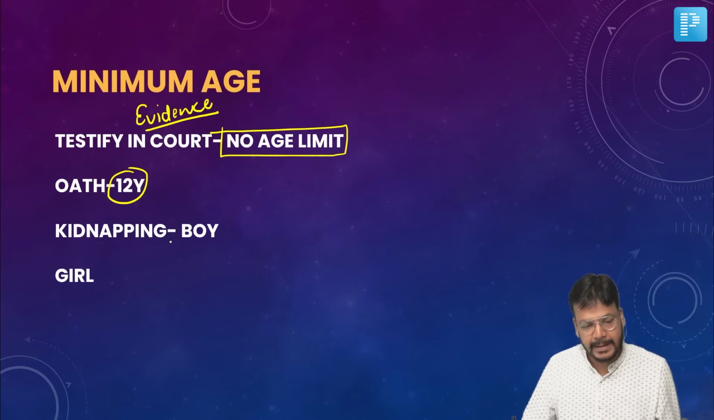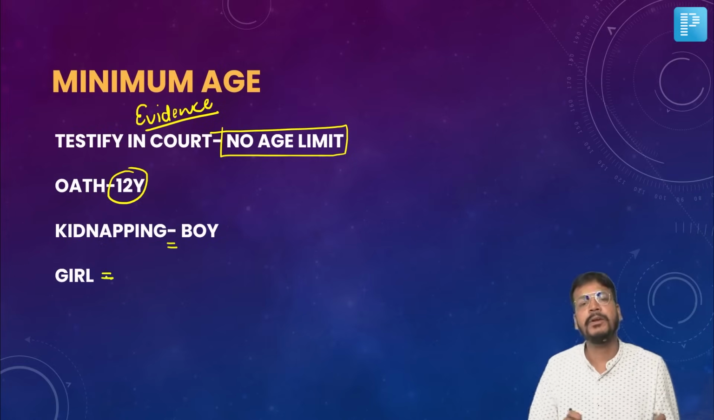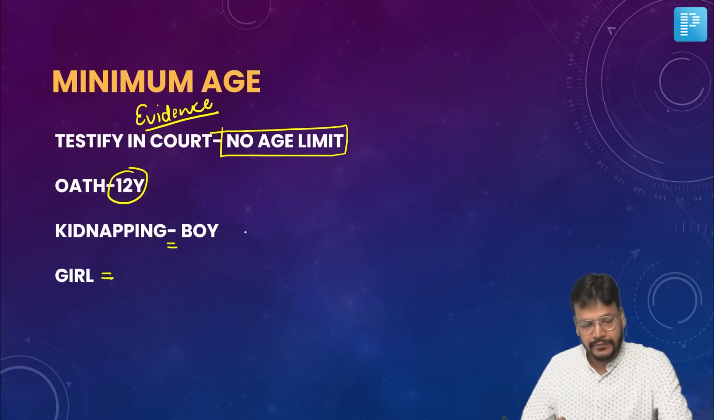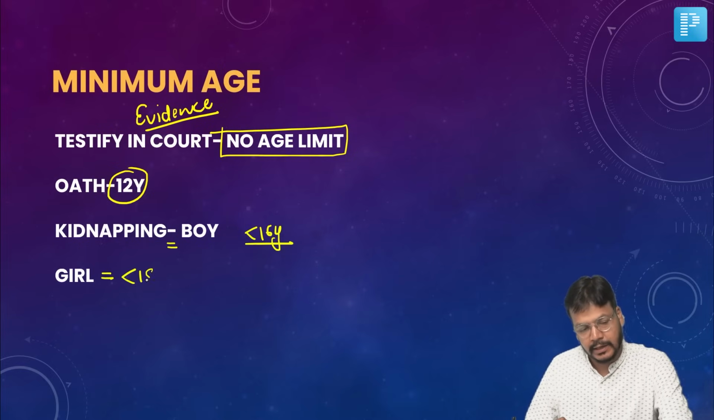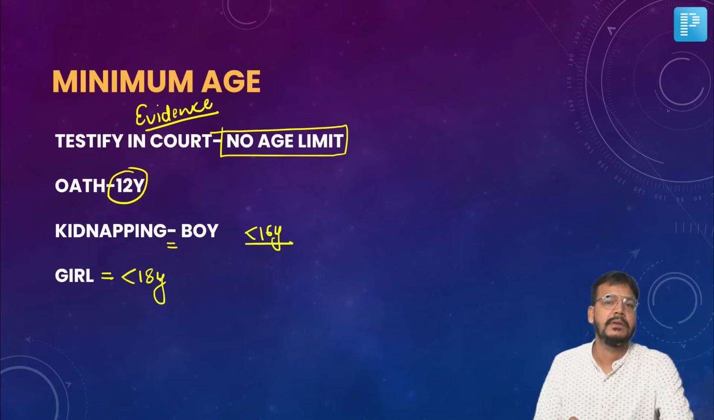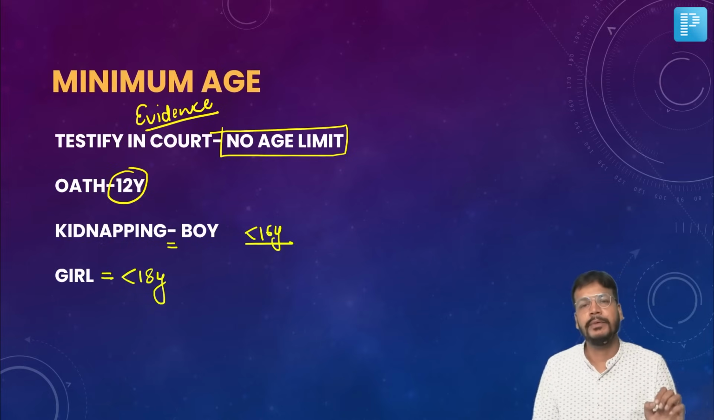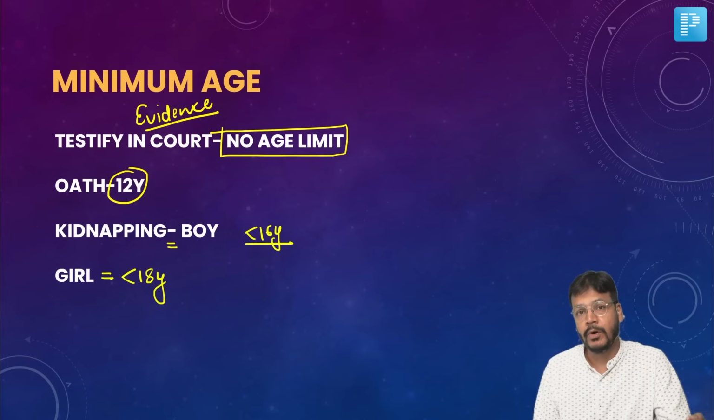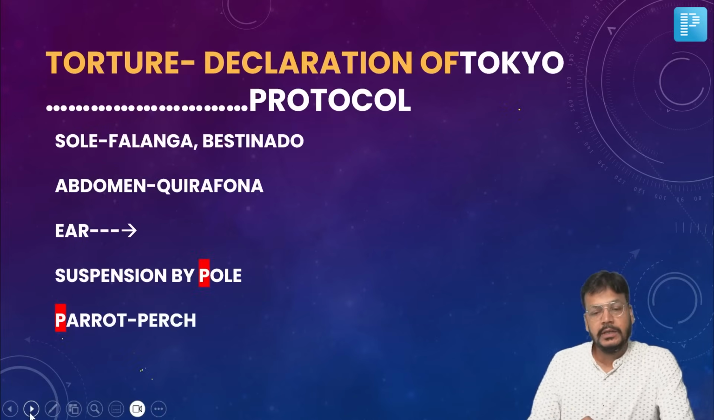Now kidnapping for a boy and kidnapping for a girl. If a boy below 16 and a girl below 18 are taken away from their parents, this would be kidnapping. Okay, so these are different ages for kidnapping for boy and girl. Very important, sir.